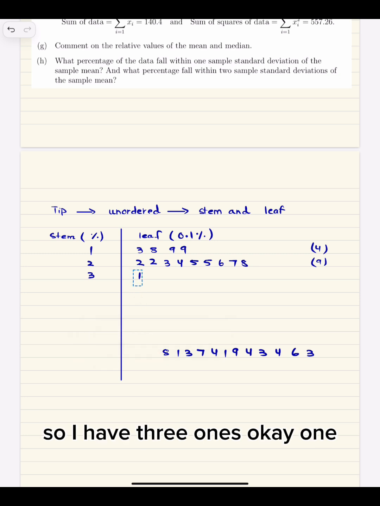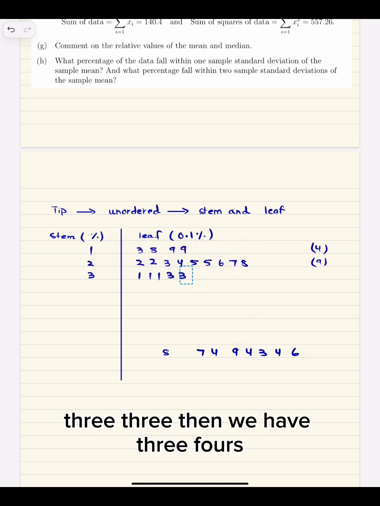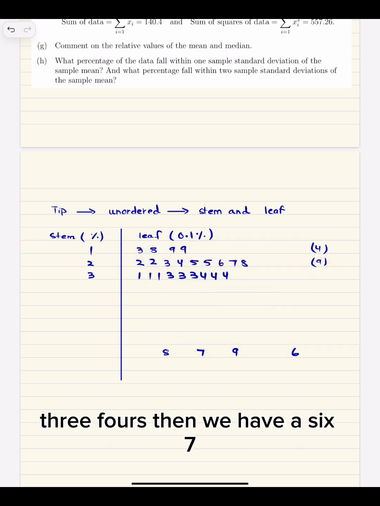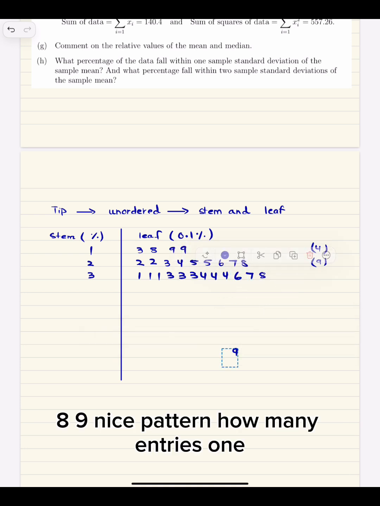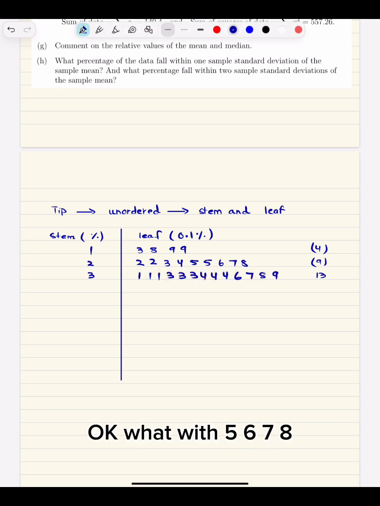So I have 3 ones. Okay, 1, 1, 1. Okay, and then we have 3, 3, 3. Then we have 3 4s. Okay, that's kind of funny. 3 4s. Then we have a 6, 7, 8, 9. Nice pattern. How many entries? Oops, that was the eraser. 1, 2, 3, 4, 5, 6, 7, 8, 9, 10, 11, 12, 13. Okay, 13.